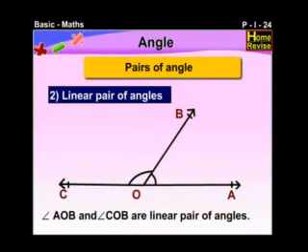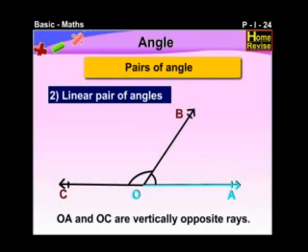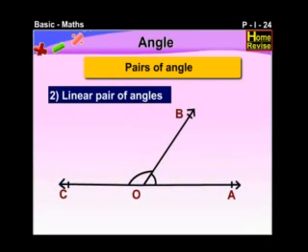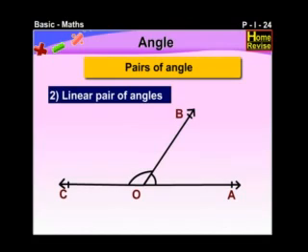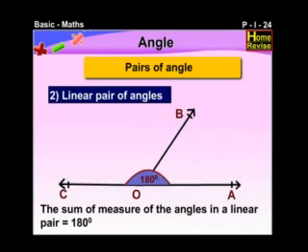In these two angles, OB is their common side, OA and OC are opposite rays, and they are collinear. Therefore, we can say that angle AOB and angle COB are a linear pair of angles. In this diagram, measure angle AOB plus measure angle BOC is equal to 180 degrees. That means the sum of the measures of angles in a linear pair is equal to 180 degrees.